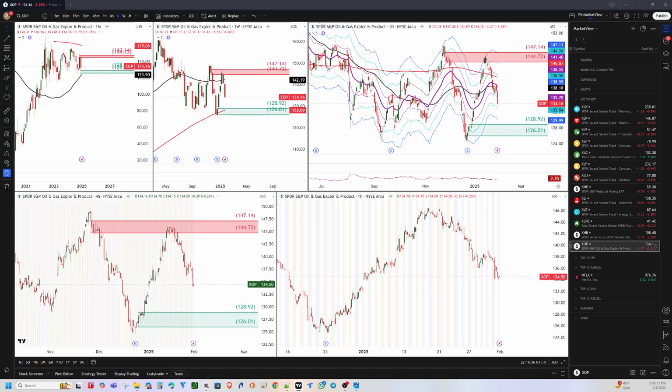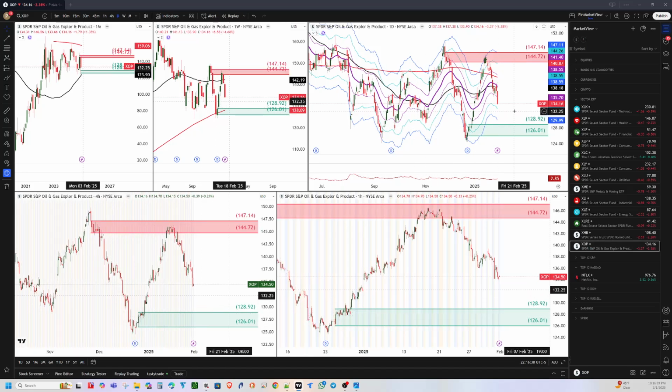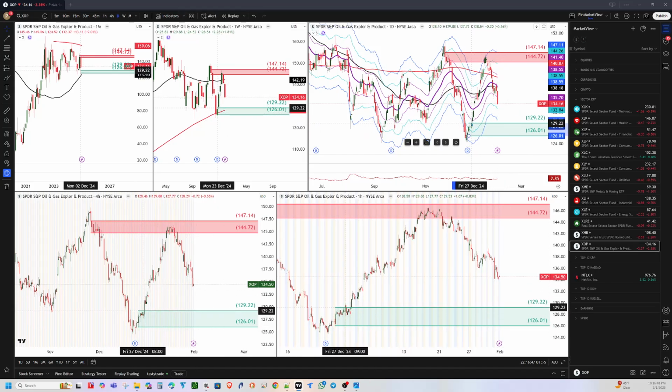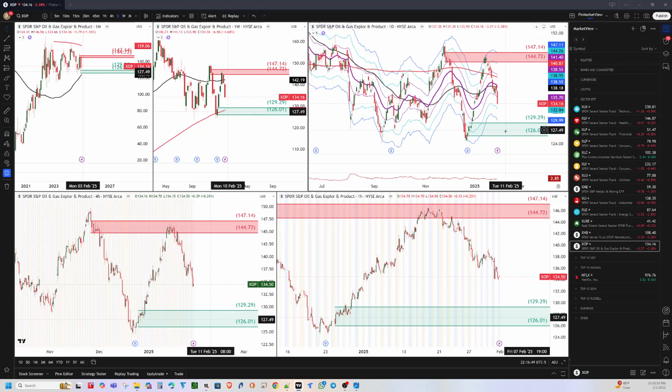The last one is again XOP. XOP is similar to XLE and the crude oil market. If crude oil comes to the 70s, then I'm looking at this buy zone, the 129ish area, as a buy entry for XOP, and then move the target up to the little upper range, 144. So those are pretty much all the sector ETFs.